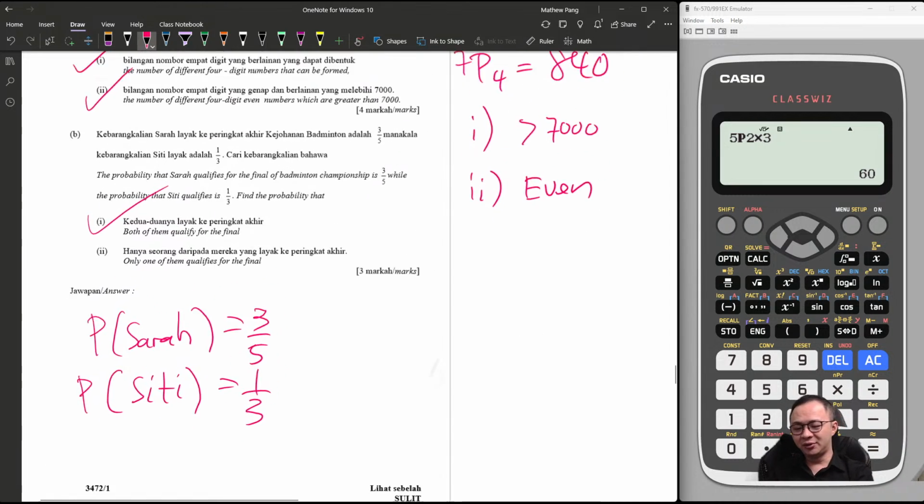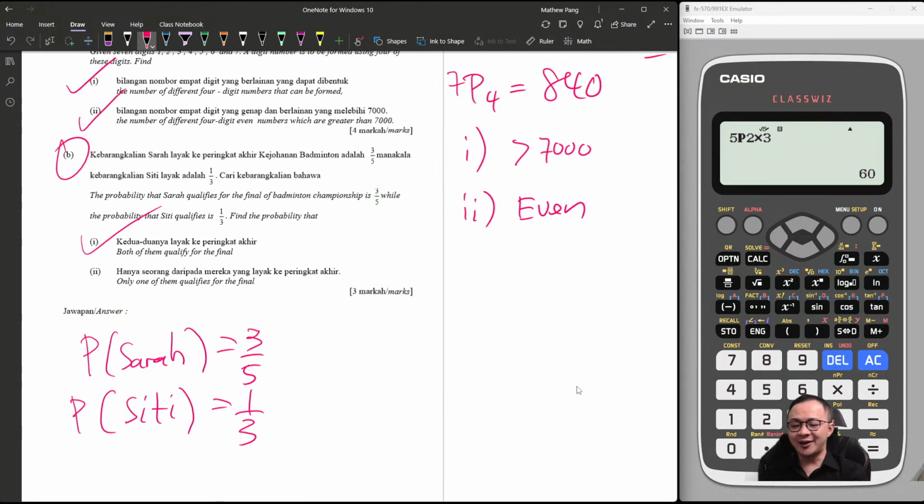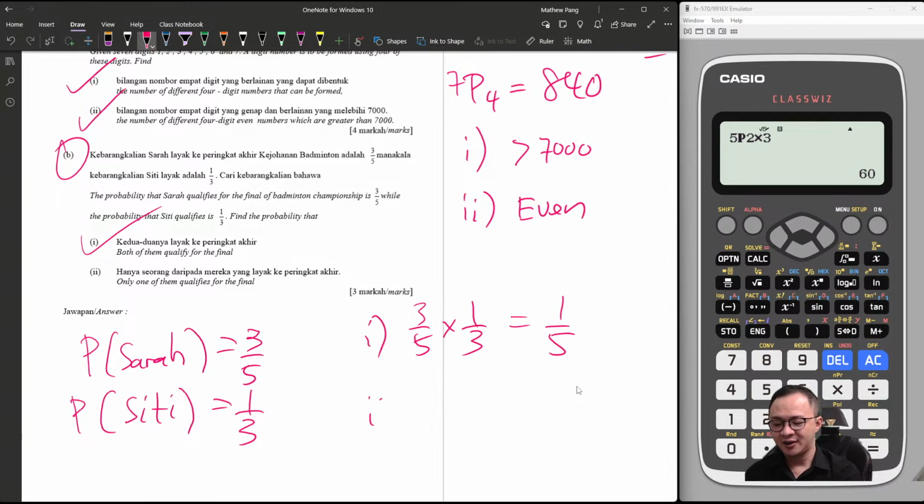Alright, so I don't think this question will come out in your real SPM because it's not a binomial, because you only have the normal distribution and binomial distribution left. The standard probability is not coming out anymore. But this one, you learn in the modern math, so just do it for fun. Both of them qualify, so 3/5 times 1/3. Sarah qualified, Siti qualified, then you get 1/5. Easy peasy.